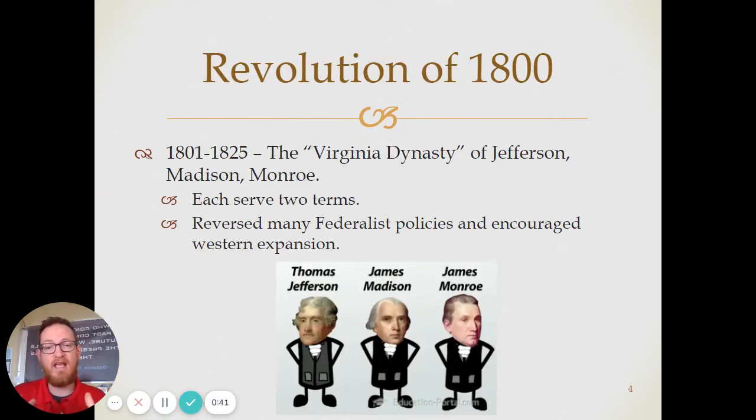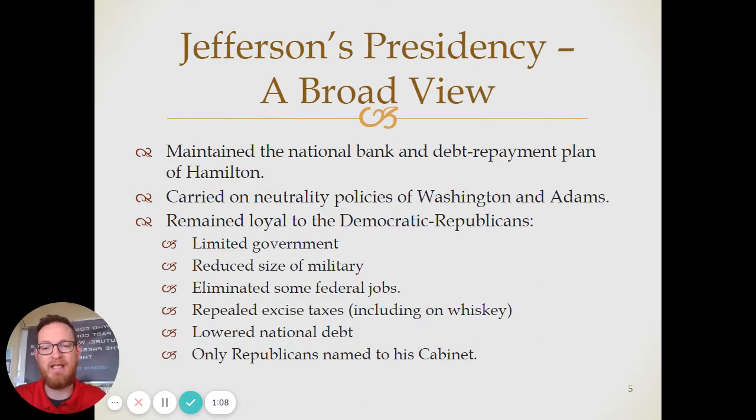So, like I said, Jefferson called this the Revolution of 1800, and this started what was known as the Virginia dynasty of presidents. You have Thomas Jefferson, James Madison, and James Monroe. Each one of them would serve 2 terms, and they were able to revise a lot of the Federalist policies and encourage Western expansion. So basically, this is Jefferson's time to implement all of these visions that he saw for what government should and could be.